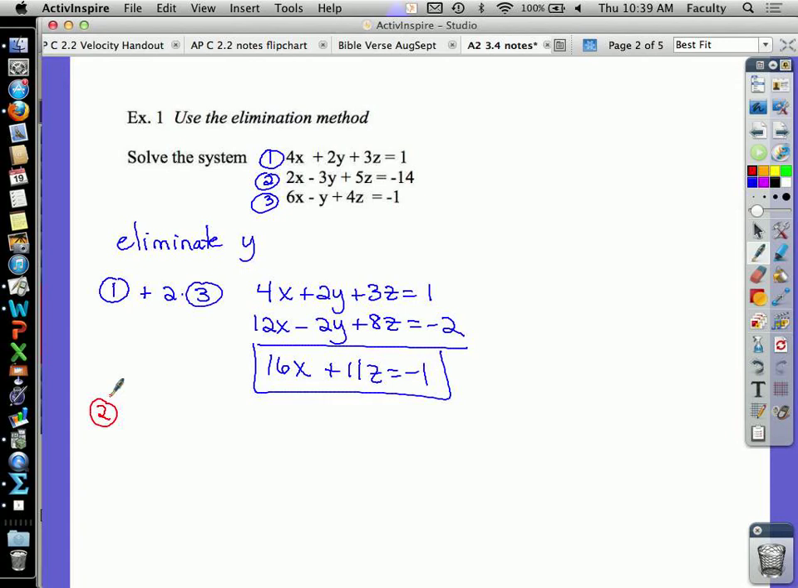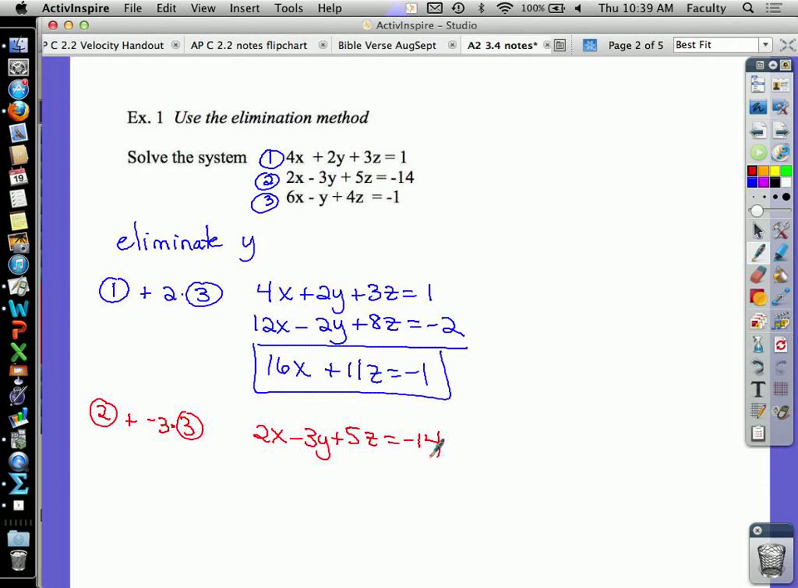That would make it the opposite. A minus 3, right? So I'm going to take 2 and add it to negative 3 times the third equation. And it would be perfectly fine to put minus 3 times radical 3, but we are adding them together. 2x minus 3y plus 5z equals negative 14.